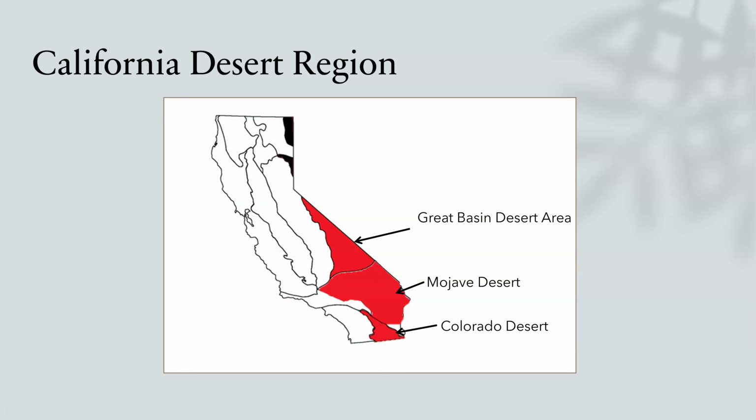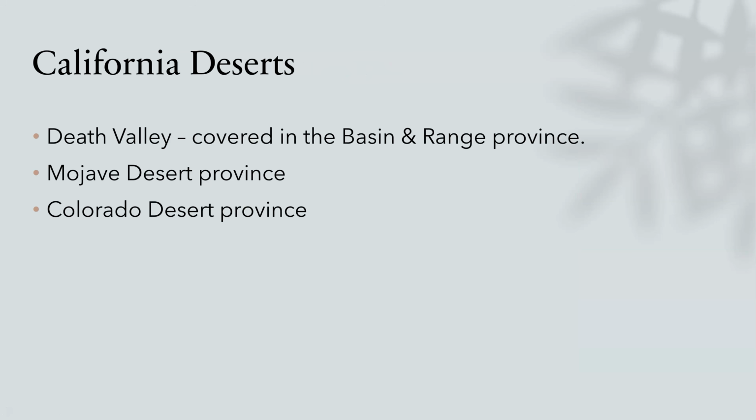All right, so the three deserts we're going to focus on are the Great Basin Desert, the Mojave Desert, and the Colorado Desert, all of which are in southeastern California. Okay, so the Death Valley Desert is covered in the Basin and Range province. But the Mojave Desert and the Colorado Desert are their own provinces. We've talked about the Mojave Desert and the Colorado Desert when we first introduced the provinces. Death Valley just happens to be in the Basin and Range province.